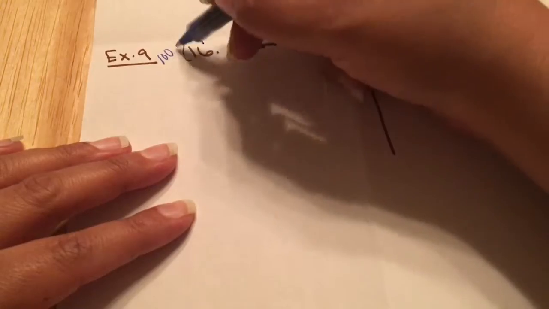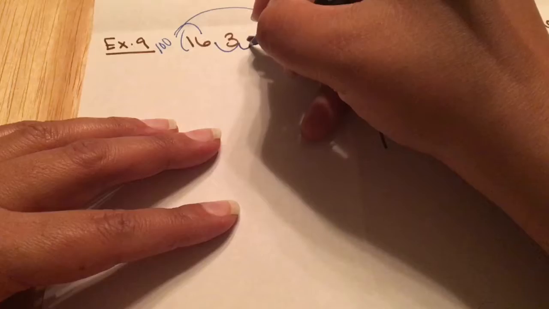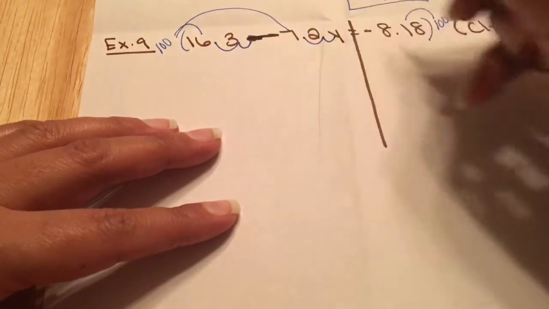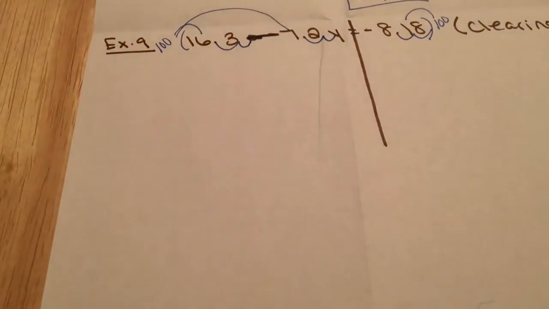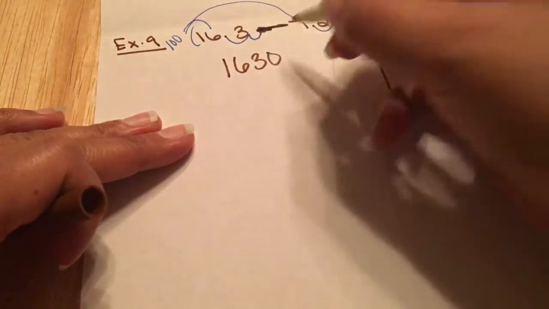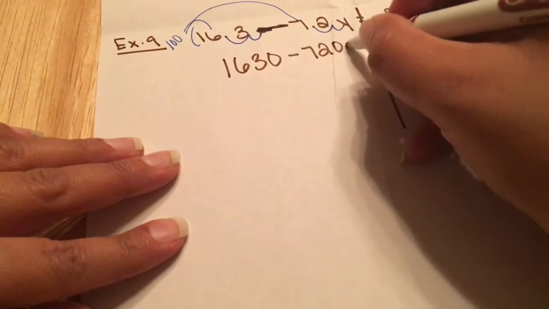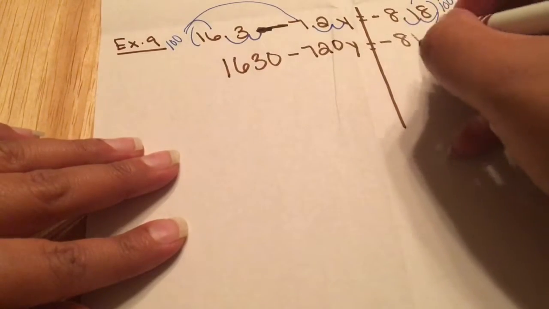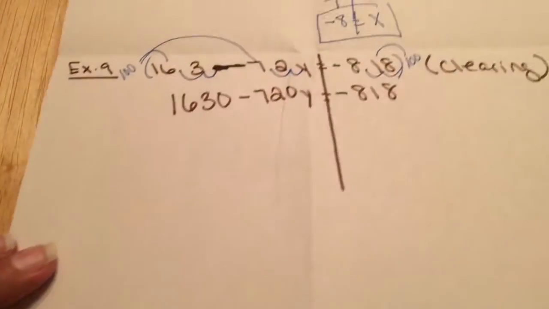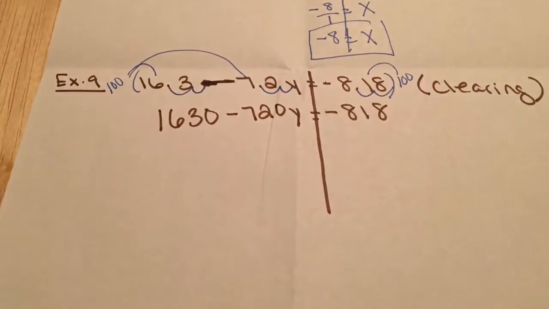So when we do that, we can distribute. Ultimately, what that's going to do is just make our decimal move 2 places to the right. And when we look at this, we can see that we're now working with 1,630 minus 720y equals -818. So when we talk about clearing, this is what we're talking about. There are now no more decimals. This is a whole number equation, and I can go ahead and solve this. So we're going to solve this one.